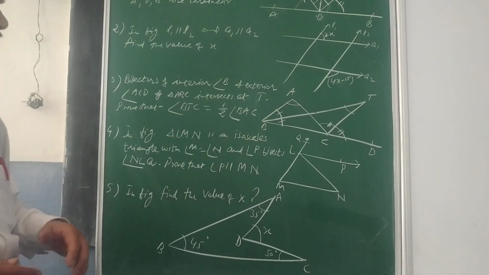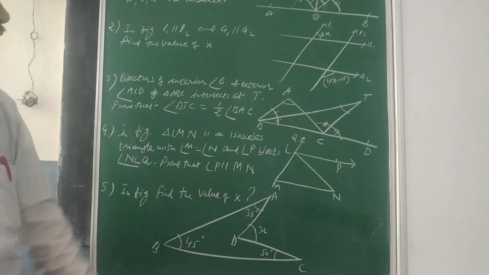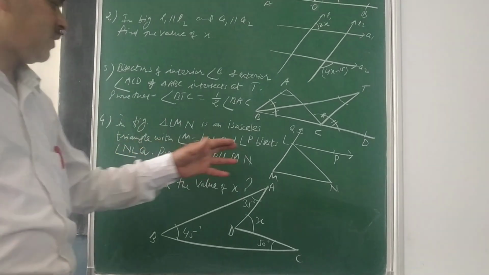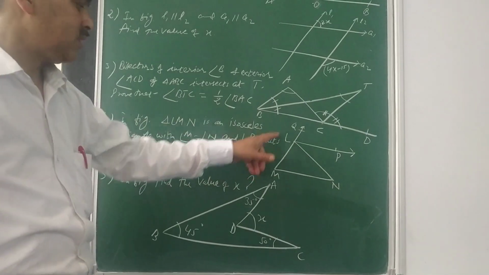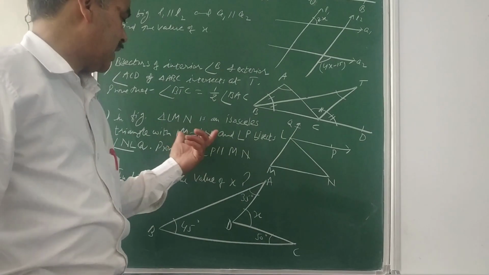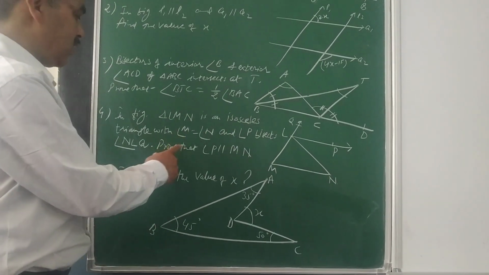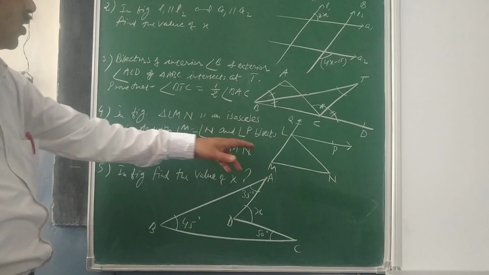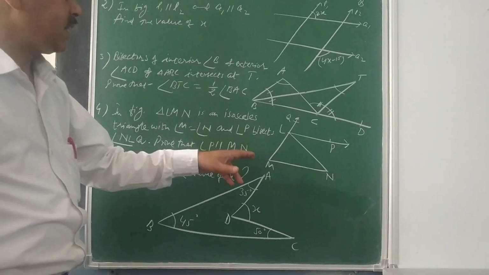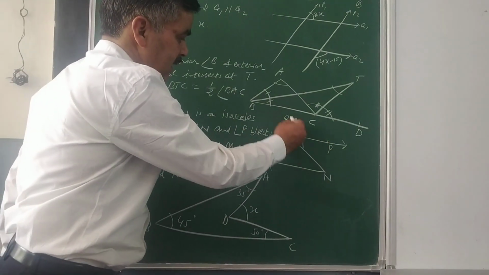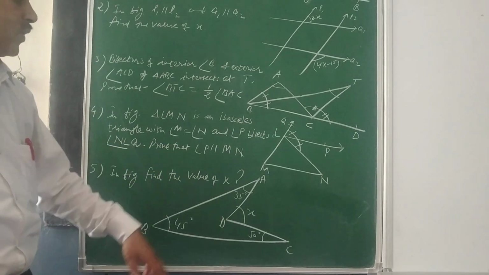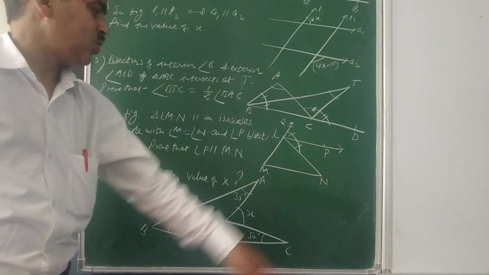Then fourth, again I have picked based on your triangle angle sum and the parallel lines properties. Here you are given an isosceles triangle LMN, in which LM is equal to LN. This is given. Angle M is equal to angle N means also LM is equal to LN. And LP bisects this angle QLN. This is the bisector given over here, and then you need to prove that LP is parallel to MN.